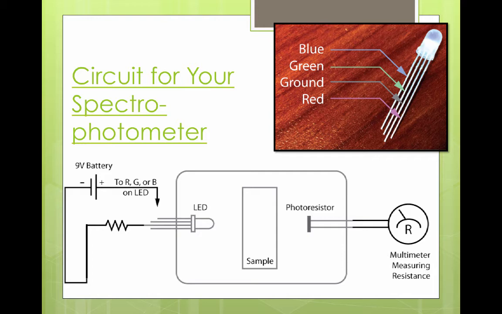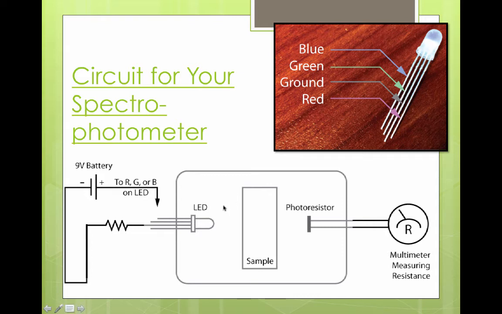We're going to be using the same RGB, red, green, and blue LEDs that we used for our electrical engineering project, and the same resistors. You're going to connect the resistor to the common or the ground pin of the LED, connect that to a 9-volt battery, and then the positive terminal of the 9-volt battery will be connected to either red, green, or blue, depending on what color you've determined is the best for getting the most sensitivity with our green algae.